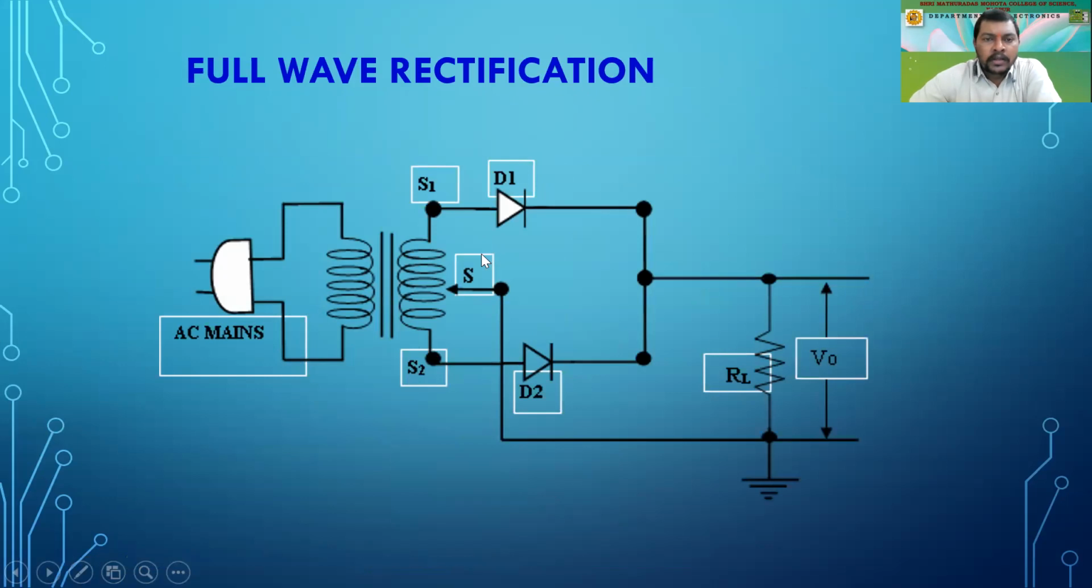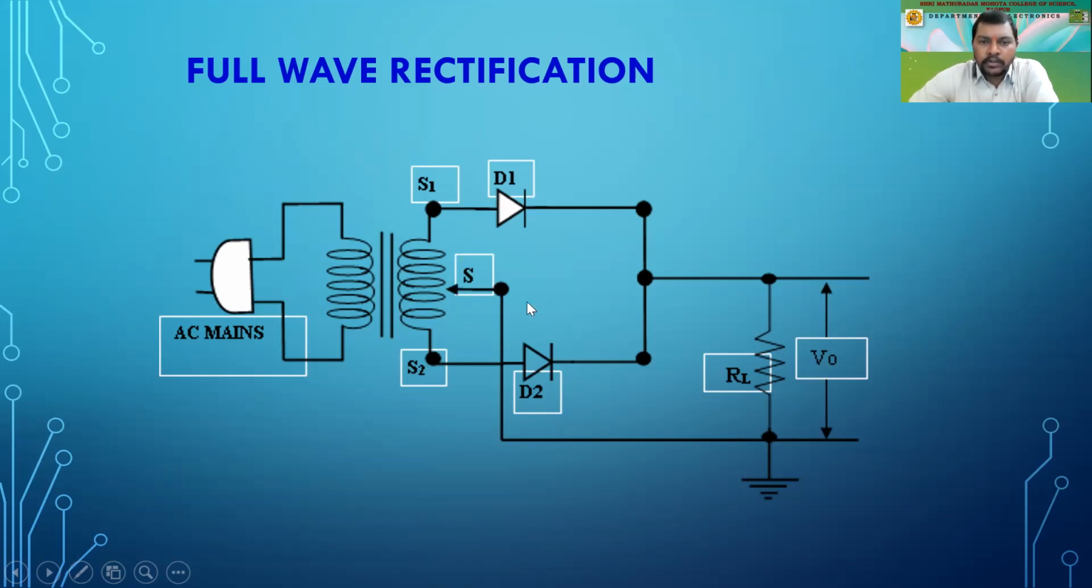What I have told you is that we have two diodes D1 and D2, which are connected to S1 and S2, and S is the center tapping, right? So S divides the voltage into two parts. If it is 12-0-12, it implies that from this point to S1 we will have 12, and from S to S2 we will again have 12, right? So this is called the center tapping, S, over here.